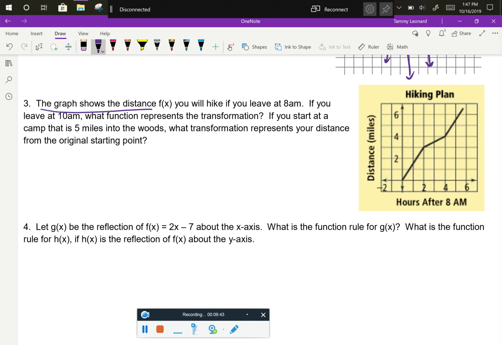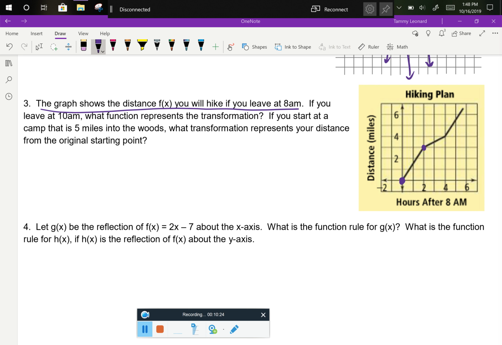It says the graph shows the distance, f of x, you will hike if you leave at 8 a.m., okay? So notice this point over here in the bottom left corner of the graph, the origin of the graph, that's time 0, right? No time has passed. We haven't left base camp yet. Everybody good? Okay. So then 2 represents 2 hours after 8 a.m. So we've been hiking for 2 hours. We are now here, 3 miles from where we started. Does that make sense? Yes or no? Yes? And we're hiking fairly quickly for the first 2 hours. Yeah? Okay.